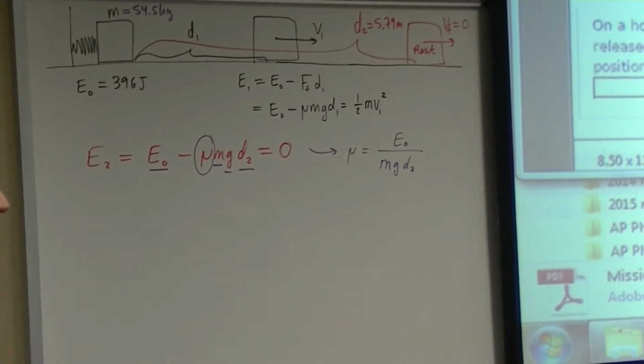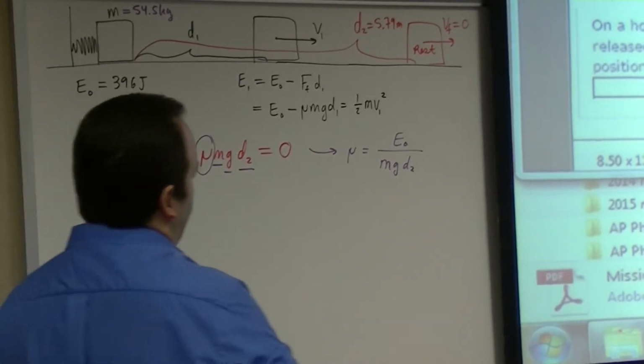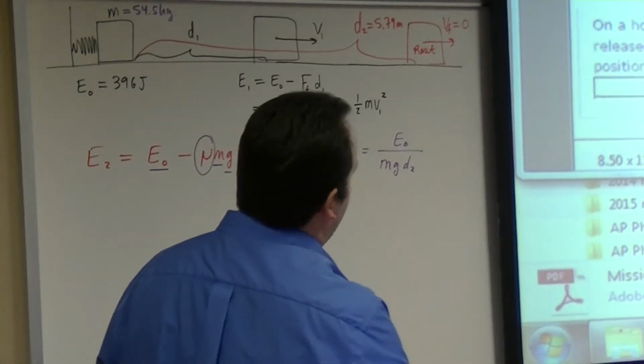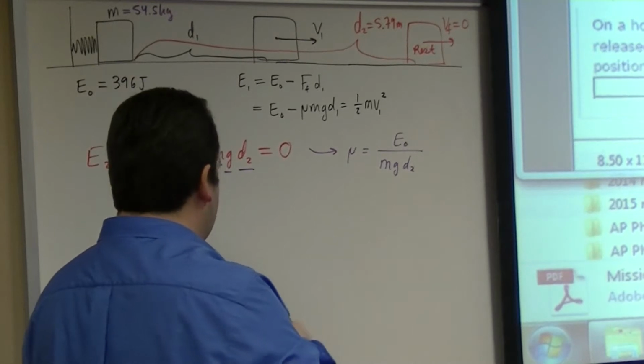And then what? What we asked for is the speed, v1, right? Our goal was to find v1, right?